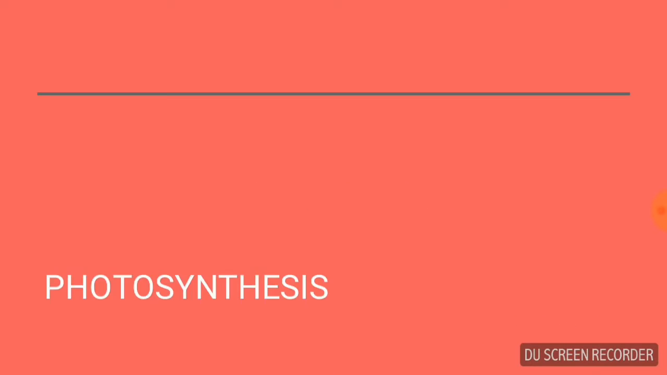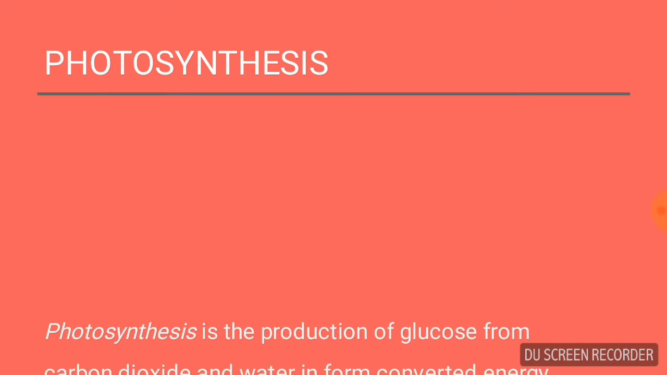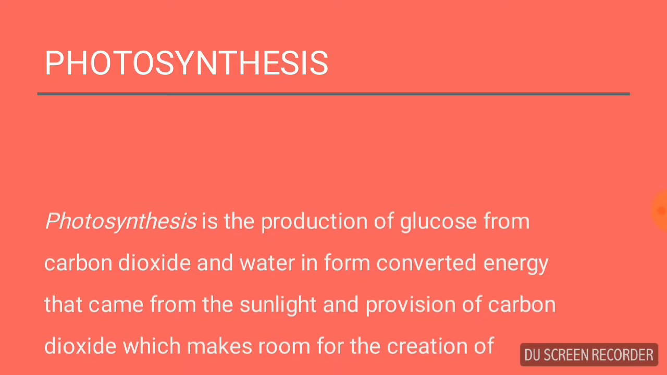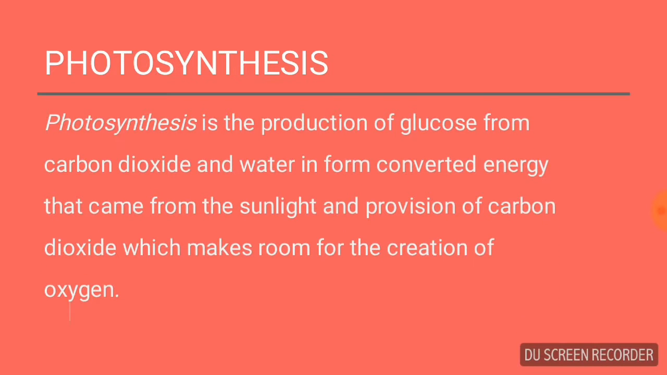We're here to talk about the major features and chemical events that occur during photosynthesis. First, what is photosynthesis? Photosynthesis is the production of glucose from carbon dioxide and water in the form of converted energy that came from the sunlight. This glucose can be converted into pyruvate, which releases adenosine triphosphate (ATP) by cellular respiration. Oxygen is also formed and released to the atmosphere.